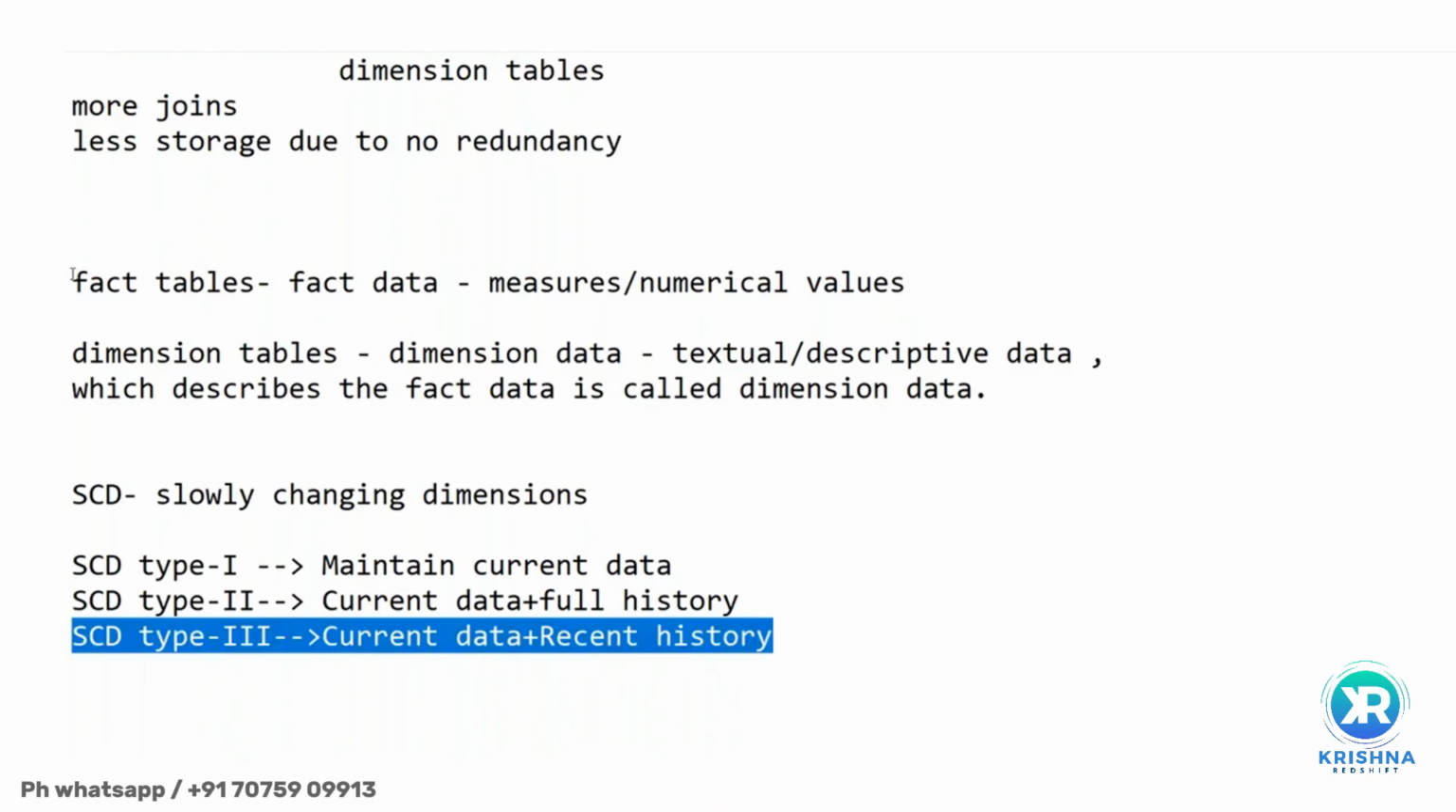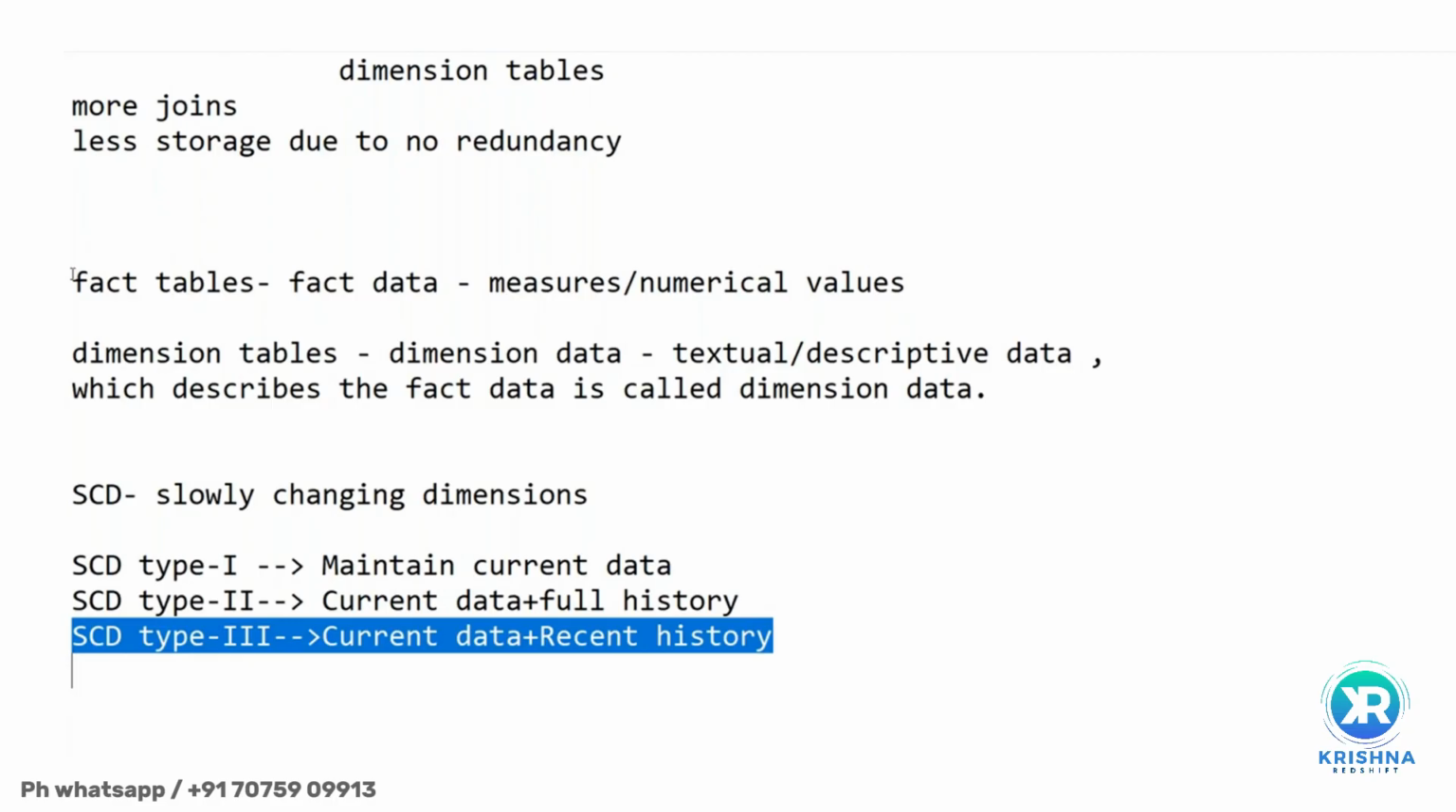Recent means the last 3 months of data, or 4 months, or 6 months. Current data plus recent history. History means the last three months of data, 4 months, or 6 months, or sometimes maybe the last 1 year of data. That is SCD type 3.